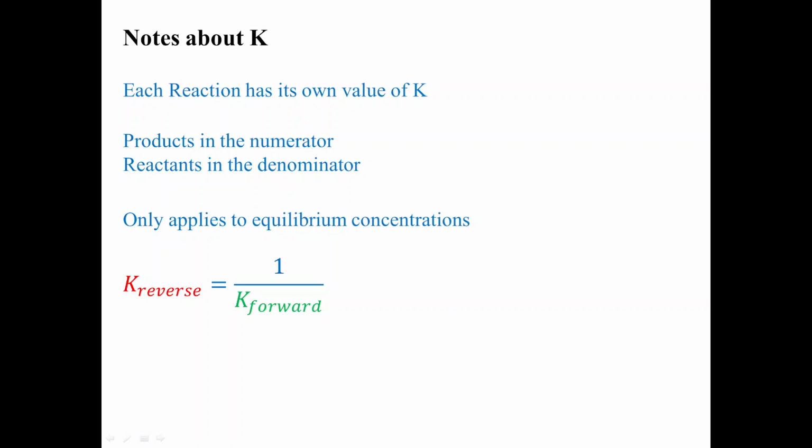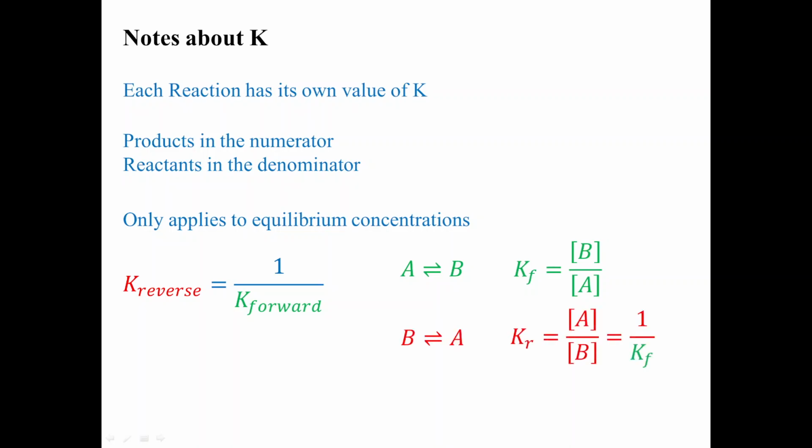forward reaction. So for instance, let's say our forward reaction was A yields B, then our equilibrium constant would be concentration of B over concentration of A, products over reactants. And if we want to flip that around, and now we have B yielding A, then the equilibrium constant of this reverse reaction would be concentration of A over concentration of B, which again is 1 over our value for the equilibrium constant of the forward reaction, or the inverse of it.